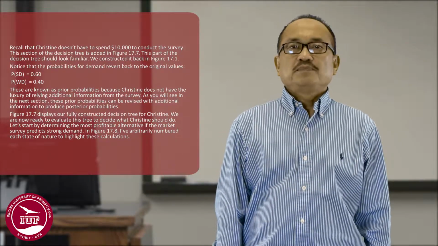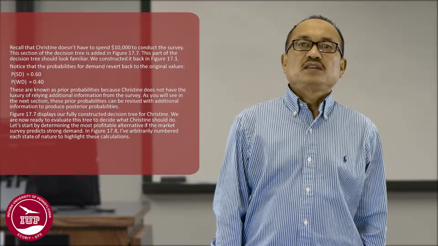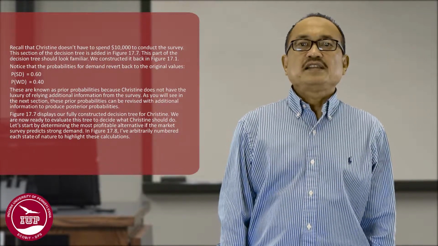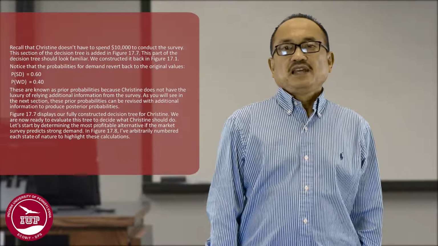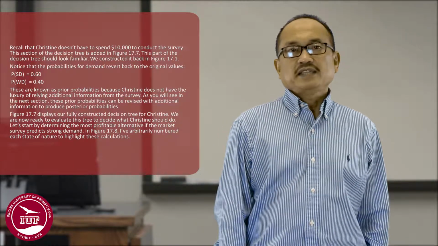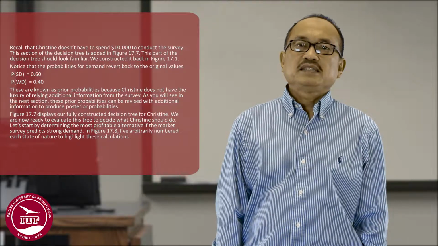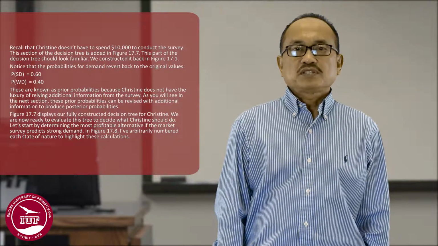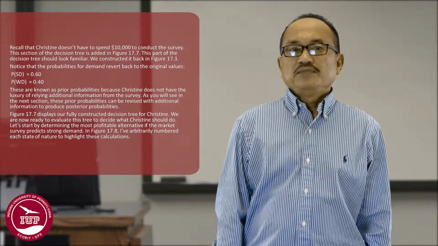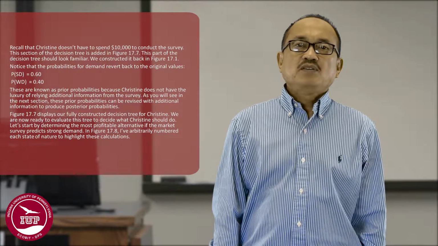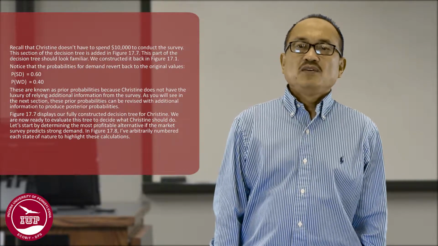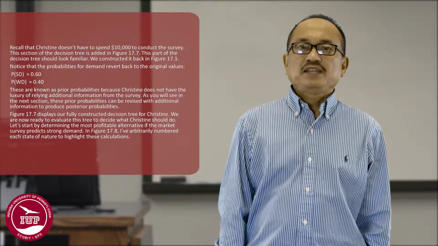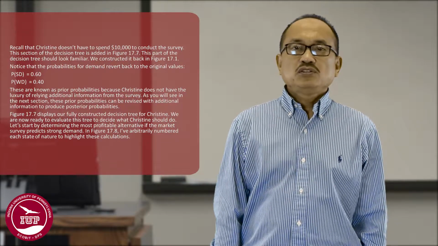These are known as prior probabilities because Christine does not have the luxury of relying on additional information from the survey. As you will see in the next section, these prior probabilities can be revised with additional information to produce posterior probabilities. Figure 17.7 displays our fully constructed decision tree for Christine. We are now ready to evaluate this tree to decide what Christine should do.